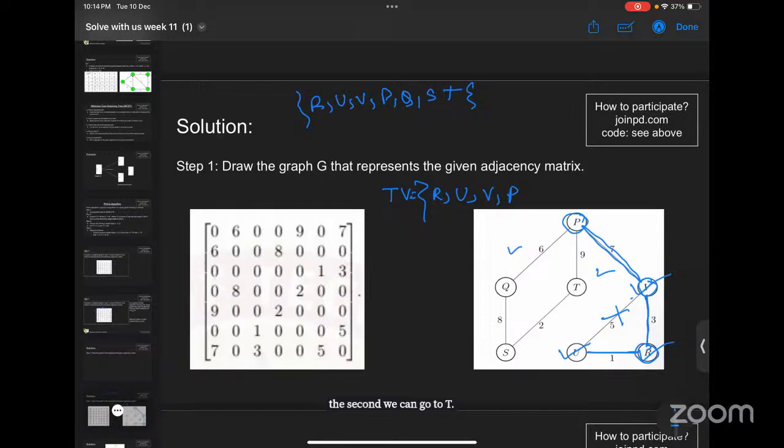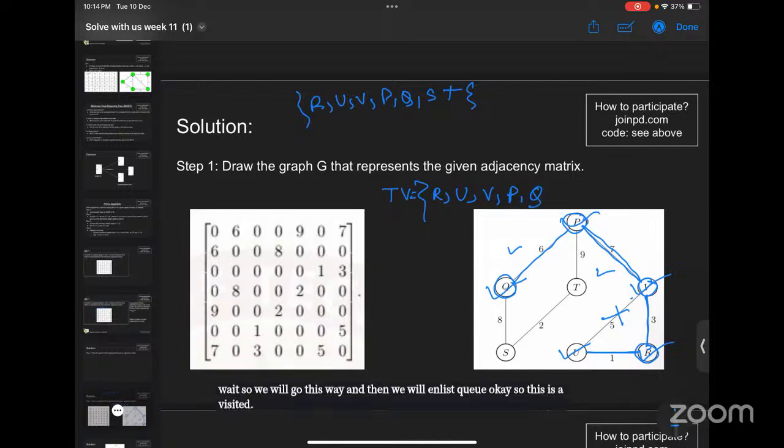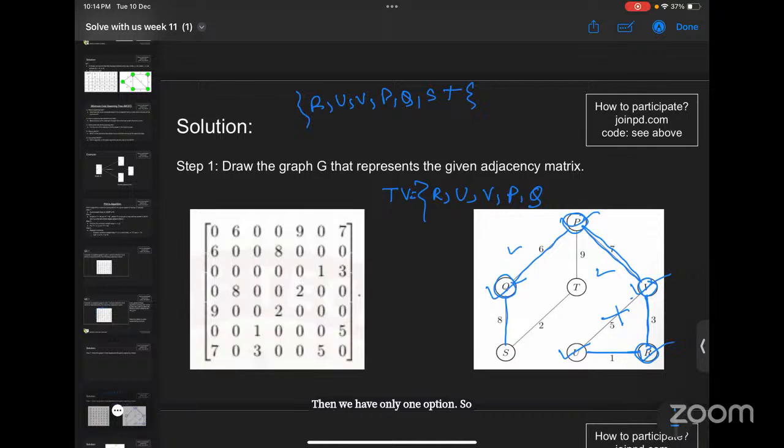So again, as per the rule, we will take the minimum weight. So we will go this way, and then we will enlist Q. Okay, so this is visited. So we will write Q. Then we have only one option, so we have to go to S. Then we will take S. Then we will go to T and we will take T. Okay. Then we will not consider this because it will form a cycle. Okay, and this is the order. Yeah, this is correct. Okay.